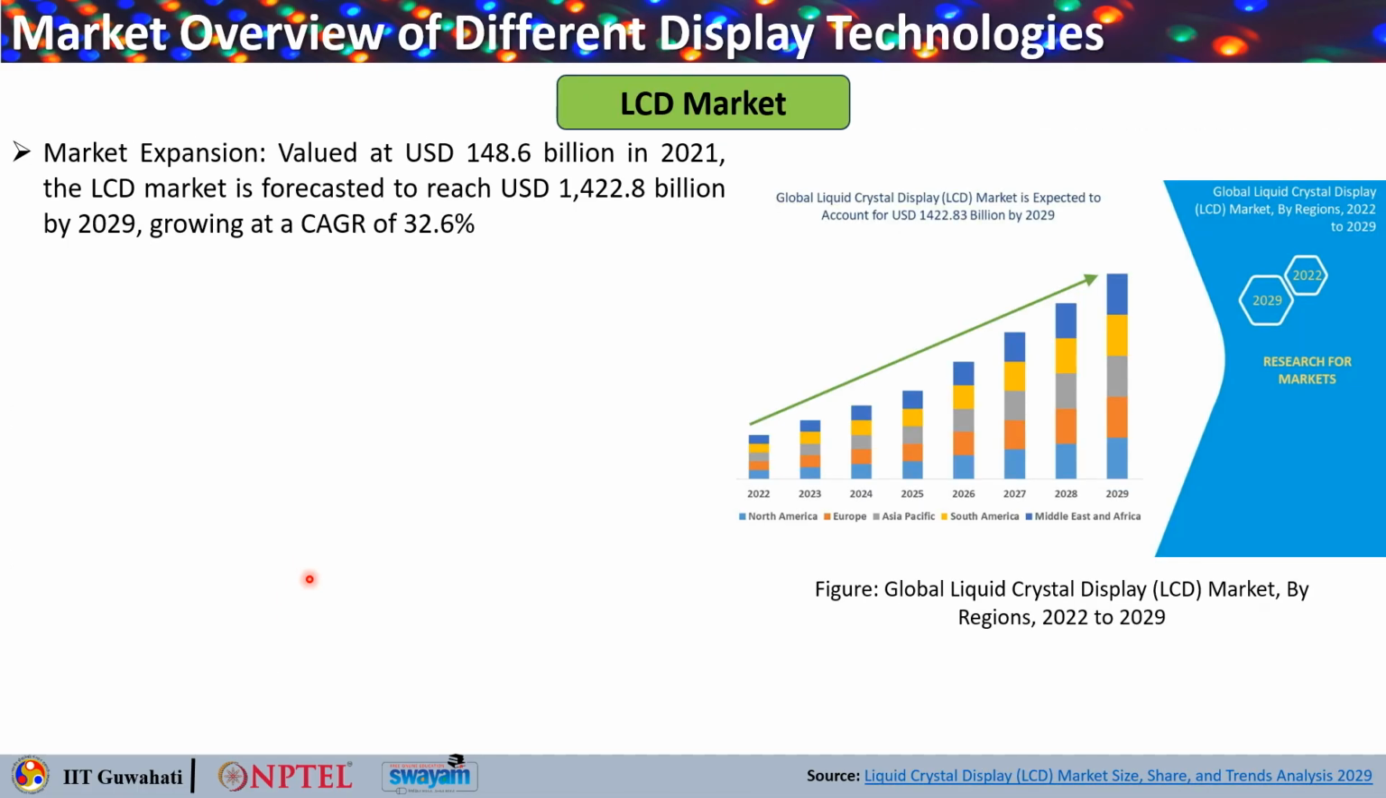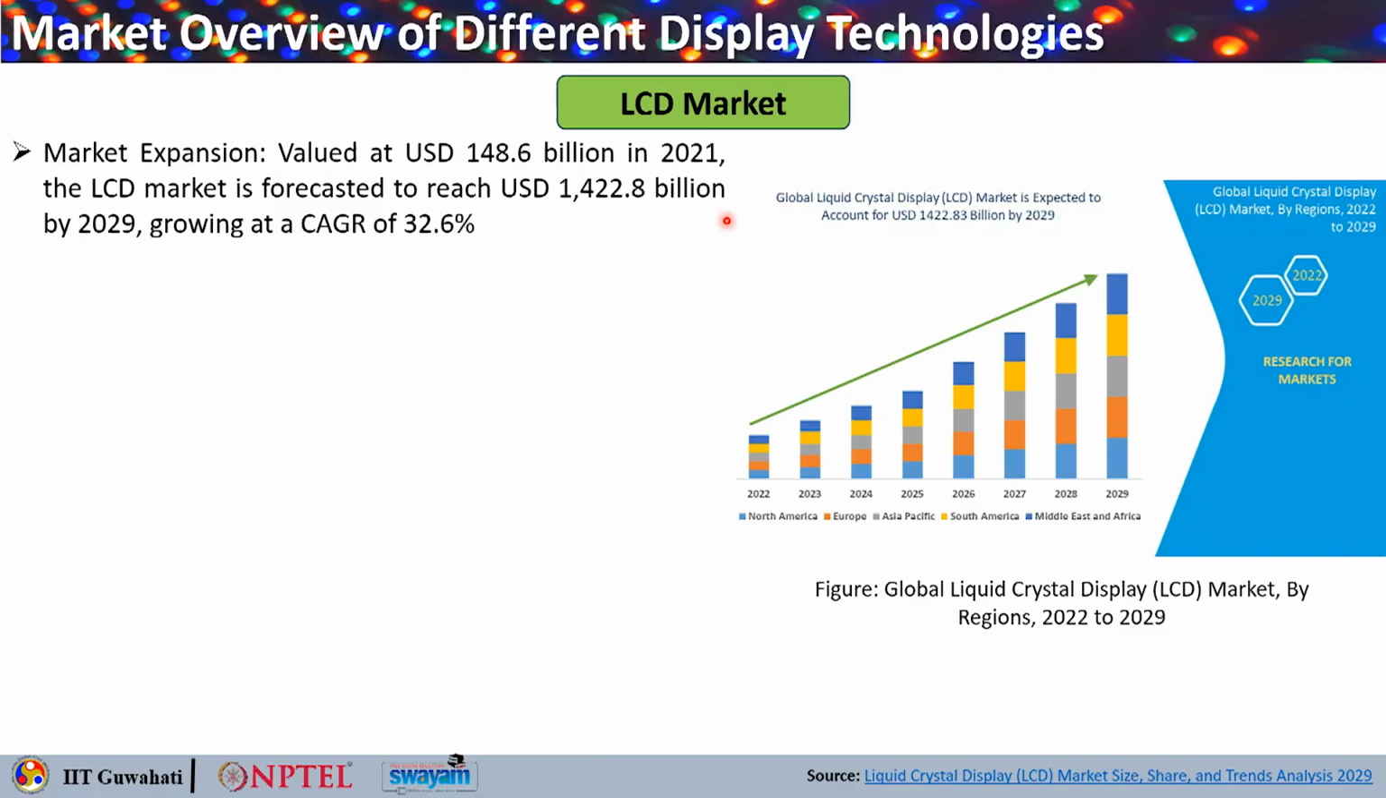So let us focus on each of these technologies, and let's see what is going to happen in each of them over the next 5 years or 3 years timeline. So the LCD market, liquid crystal display. This market was valued at 148 billion in 2021, and it is going to become a $1422 billion market by 2029. So you can see the LCD market is growing at a rate of 32.6%, and this is how the growth rate looks like.